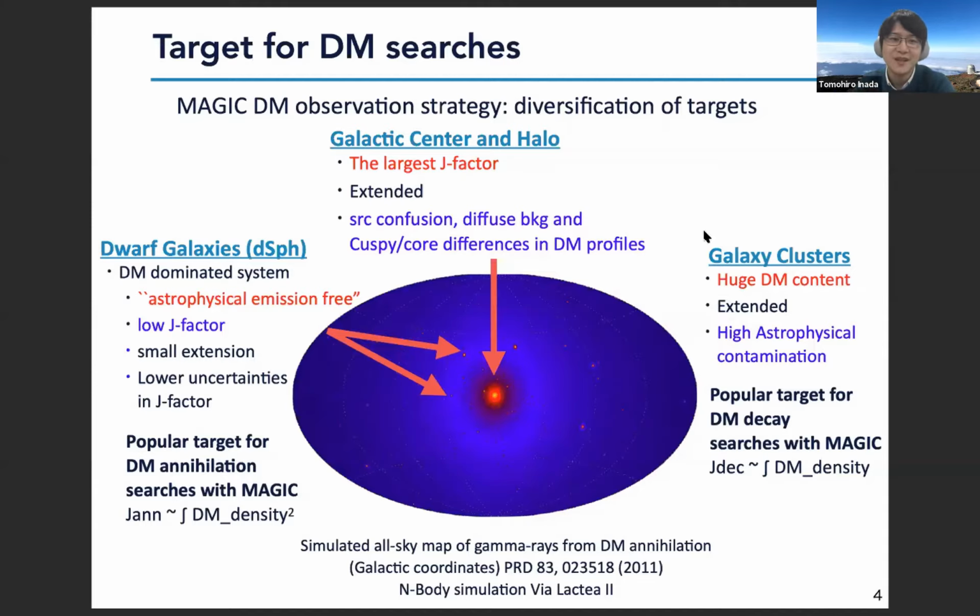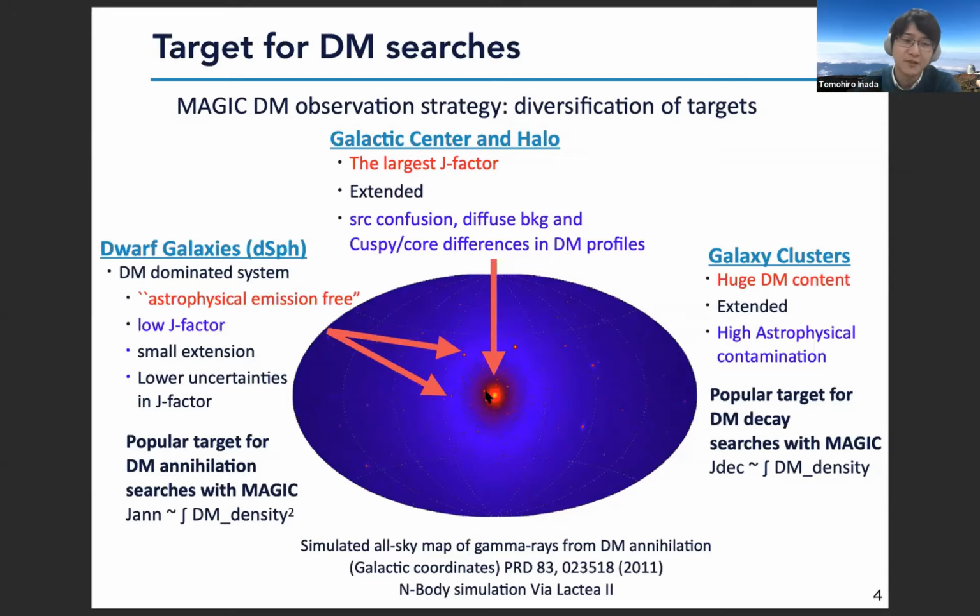In the case of the galactic center and halo, you may see a similar plot shown in a previous talk. This is a simulated all-sky map of gamma rays from dark matter annihilation. The galactic center clearly shows the highest flux, but it is also extended. There are also many sources, so source confusion happens, and there is diffuse background, and differences between cuspy and core dark matter profiles.